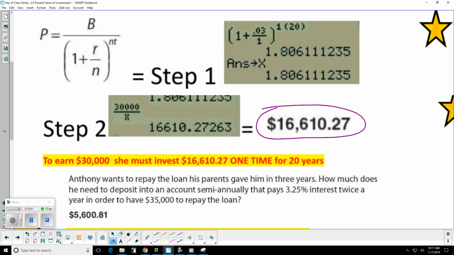Okay. All right. No, I misquoted that. I'm sorry. What did Ms. McCray say wrong? What did I say wrong? I need to be investing $16,000 every month or one time up front? That's right. One time. I love it when you guys catch me.